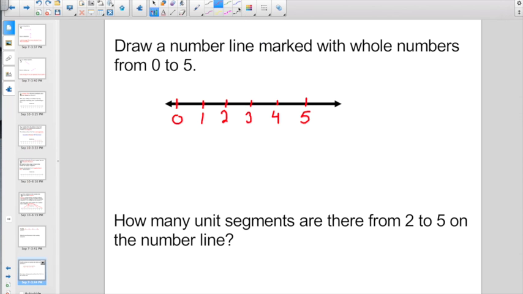Now let's take a look at the next half. How many unit segments are there from 2 to 5? So there's the number 2. There's the number 5. Remember, I'm not counting lines. I'm counting spaces. So there is 1 unit segment, 2 unit segments, and that is 3 unit segments from 2 to 5. There would be 3 unit segments.